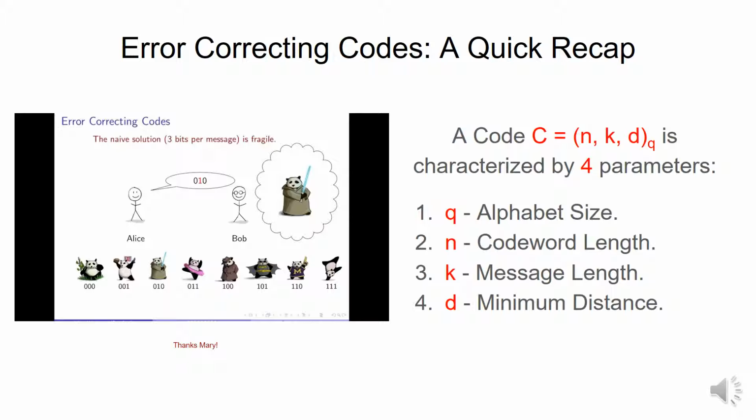So, what is a code? A code is typically characterized by four parameters. One is the alphabet size on which the code is constructed, the code word length, the message length, and minimum distance.